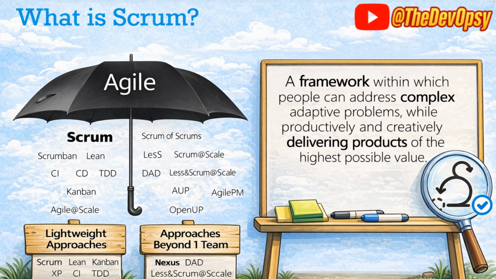So if you see the bottom side, lightweight approaches are very simple, straightforward approaches where you just need a few things to be configured. One team is there, it's good. But when you have more teams to be managed, like Scrum of Scrums, if you see on the top, Scrum at scale, then you have to use one level up of that particular Scrum level. For that also you need to understand what Scrum is, right?